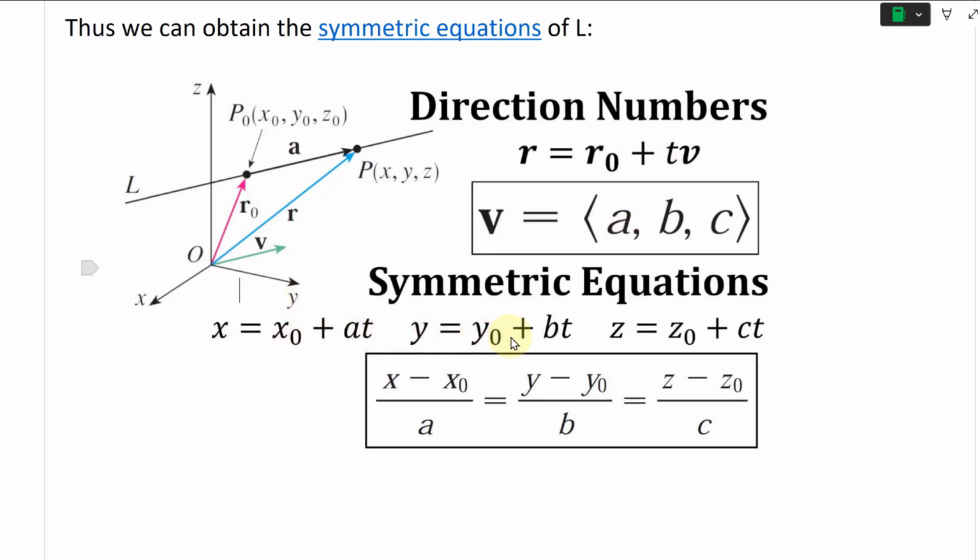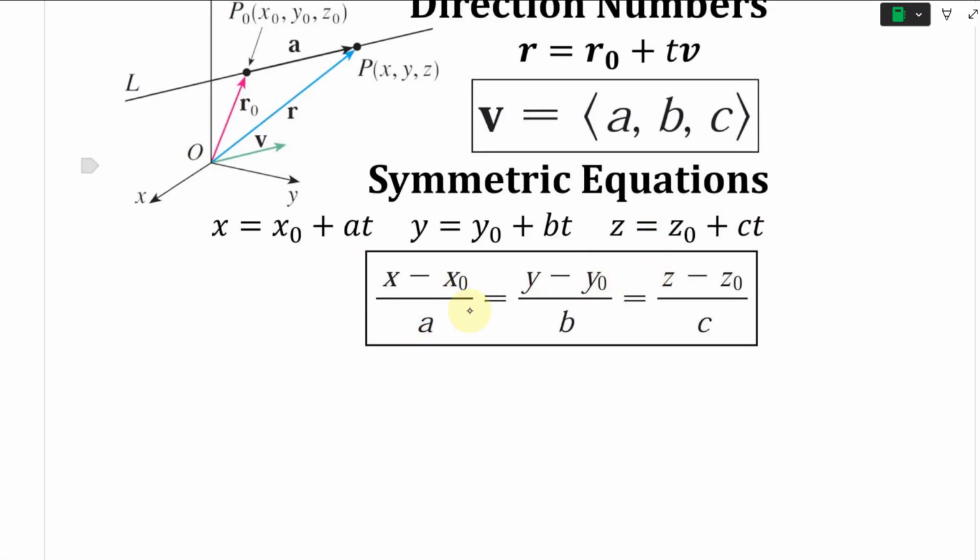And then y equals y naught plus b times t, and same for z. Then if you solve for t, move this over to the other side, divide by b, you're going to get this, and then equate all the t's. And then again, you're going to get these symmetric equations of the line. You equate all the t's, so you get rid of the parameter t, and you get these like that.